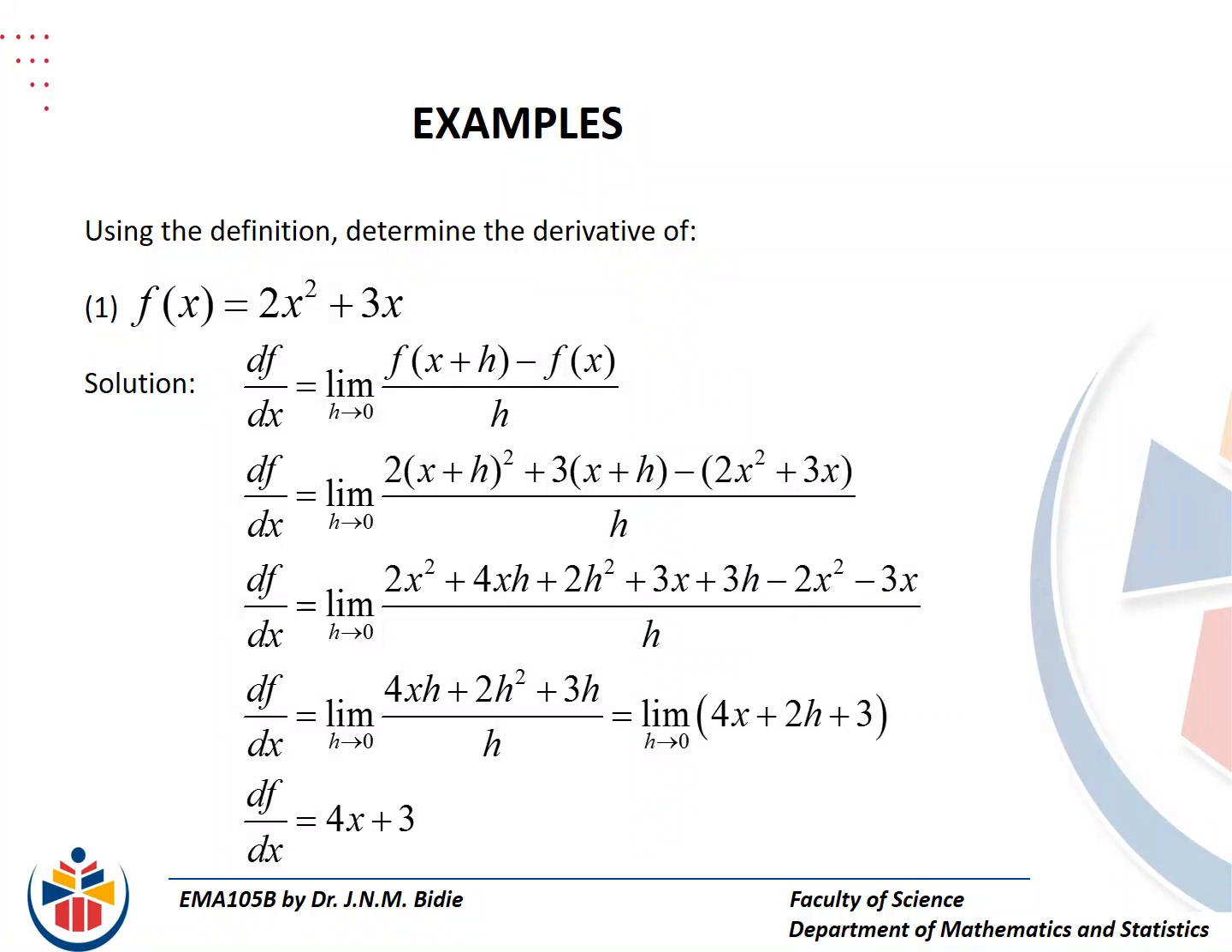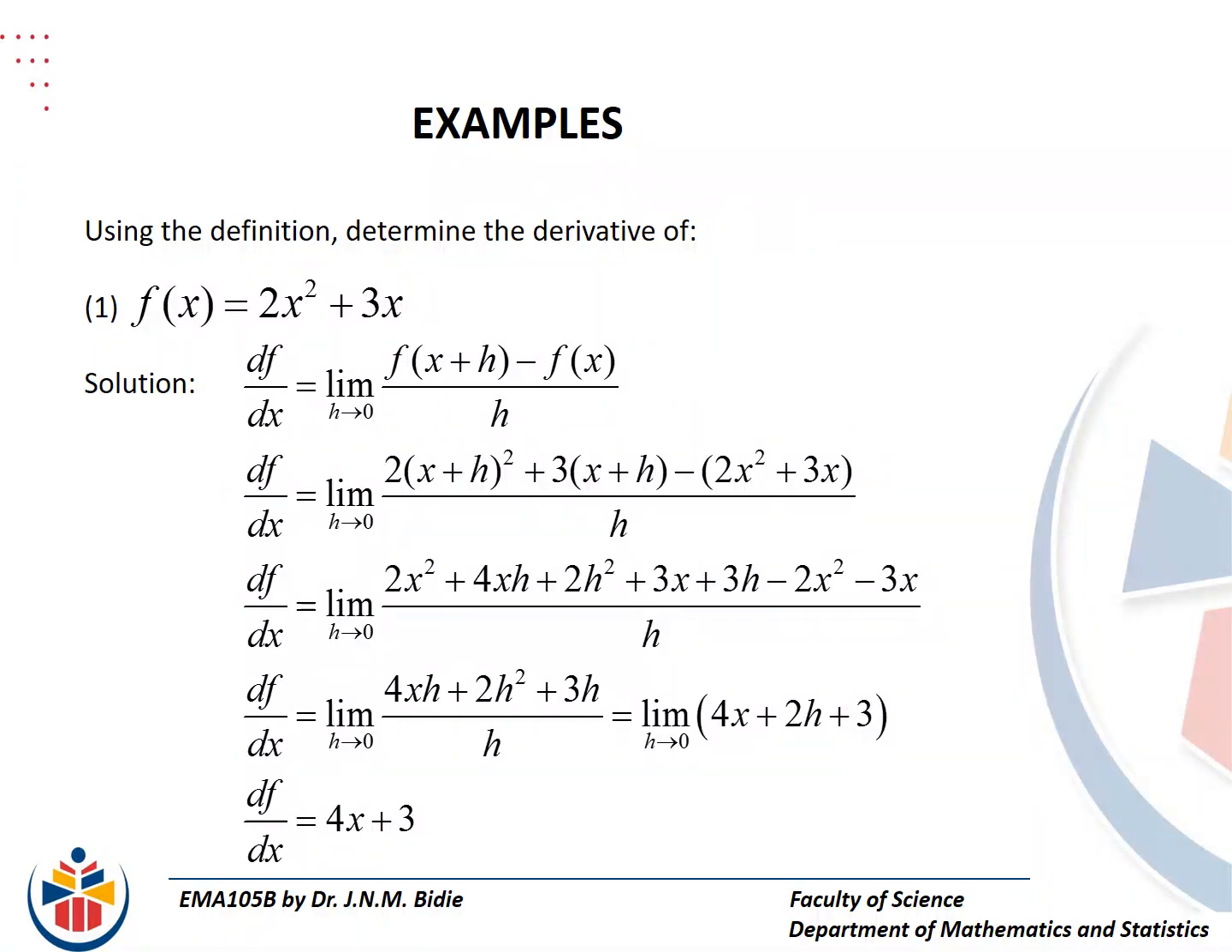Now let's do some examples using the definition. The first question requires us to determine the derivative of f of x, which is equal to 2x squared plus 3x. The solution is given by df over dx on the left-hand side equal to the limit, straight from the definition of the derivative. Then we substitute x plus h wherever there is x in 2x squared plus 3x.